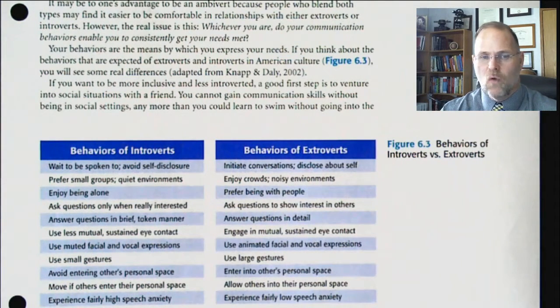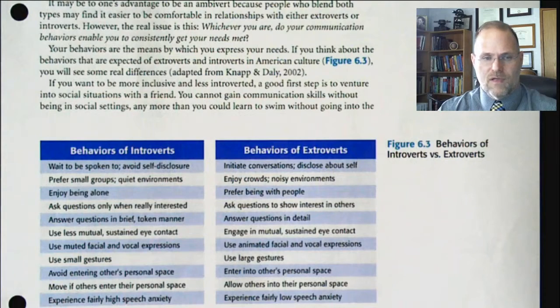Introverts ask questions only when really interested. So when you start talking about politics or science or religion or something, and the introvert starts asking questions, that's because they're interested in what you're saying. The extrovert, on the other hand, will ask questions about the person to find out more about them, to show that they're interested in them.